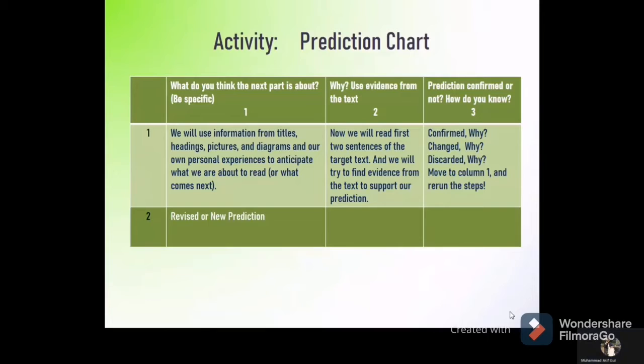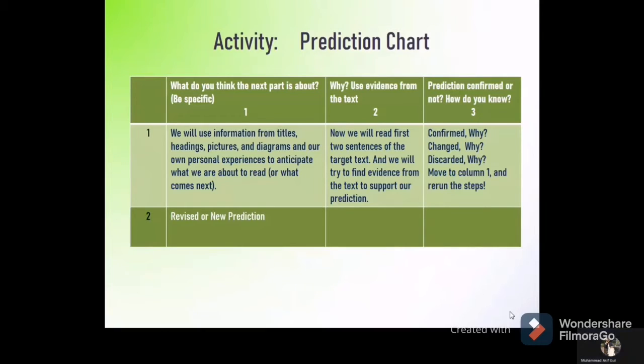And this prediction chart is a 3-column chart. In the first column, we have to make a prediction. What do you think the next part is about? And while making this prediction in the first column, we use information from titles, from headings, from pictures, from diagrams, and we mix it with our personal experiences just to guess what we are about to read. We make predictions on the basis of the titles, headings, pictures, and diagrams, our personal experiences, our background knowledge, and we write it in column number 1.